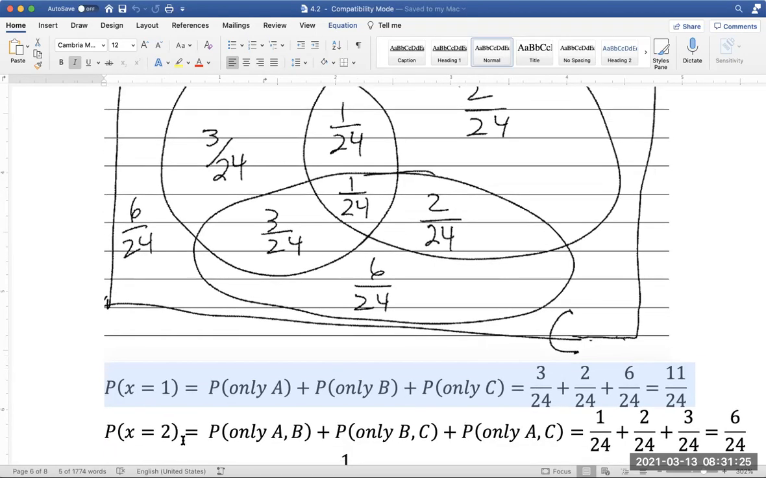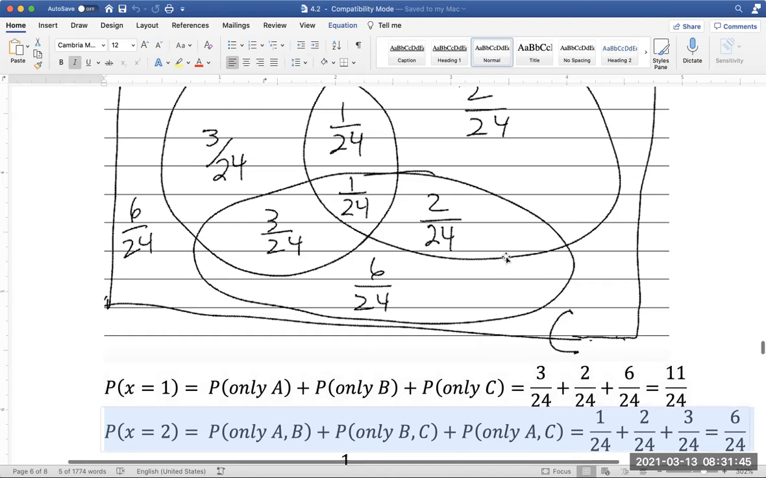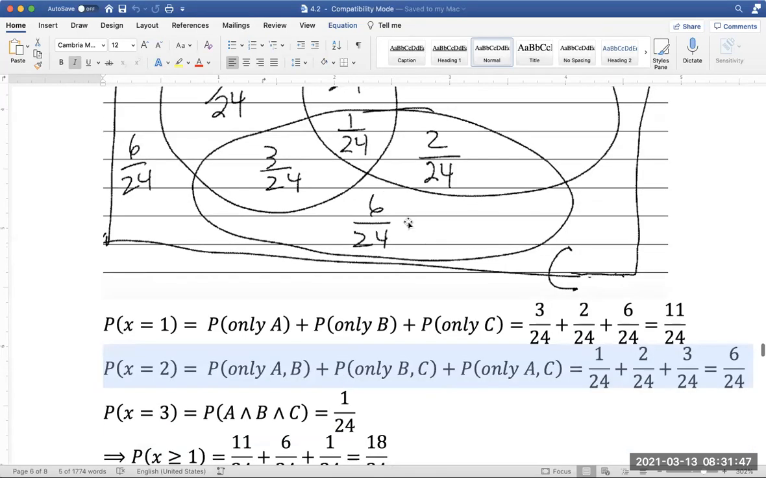The probability that exactly 2 solve it. Well, A and B solve it, B and C solve it, only A and C solve it. So 1, 3, 6 out of 24. The probability that all 3 solve it, well, there it is, 1 out of 24. So I'll have to add these up: 11, 17, 18 out of 24.